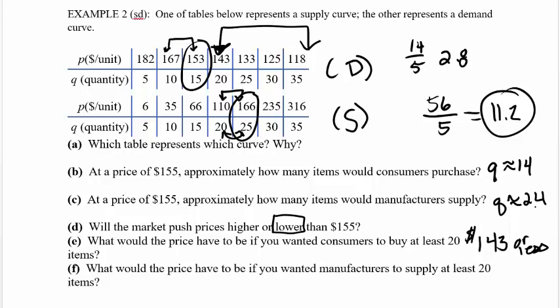Part F. What would the price have to be if you wanted the manufacturer to supply at least 20 items? So again, we're going to the 20, which is going to happen right about here. And we look at what's going on with the price there, and we see that the price has to be set at least $110 or more in order for them to supply at least 20 items. So they want it to be set at $110 or more.